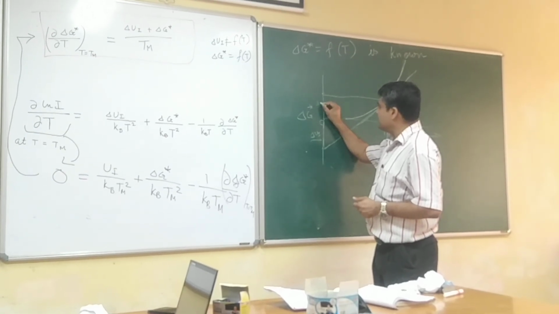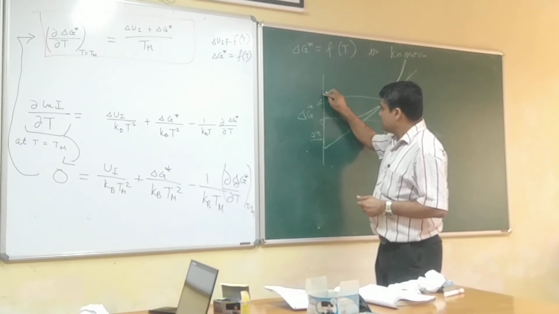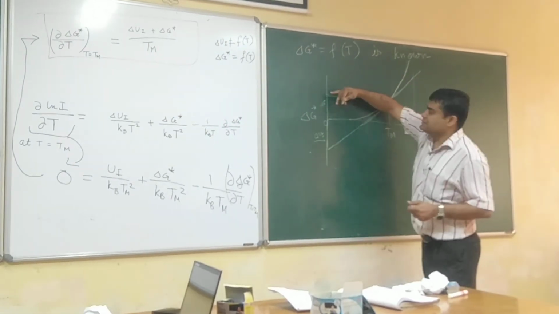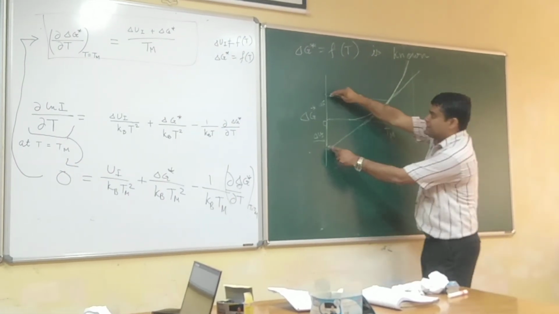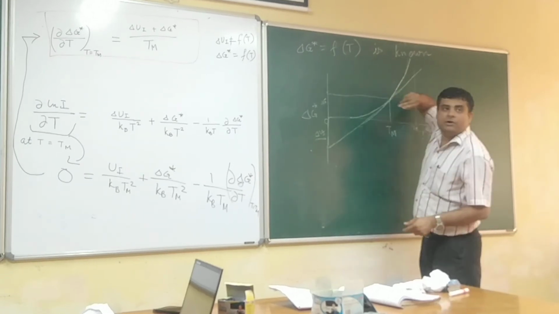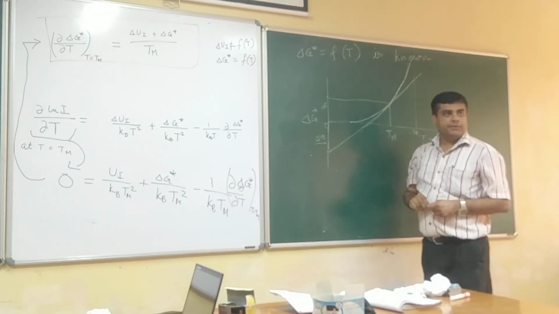So this is your delta G star, this is your delta Ui, and this is your Tm. So this divided by this length is your slope.